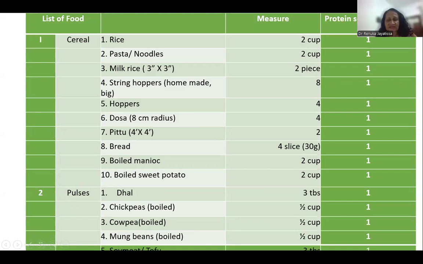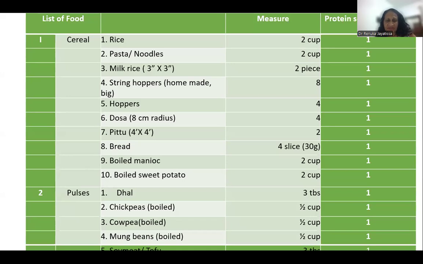So this is a list of foods. This is just for you to really look at. There are many food groups and food items which have proteins. Then there are cereals, pulses, and the things in the cereals also, like rice, which is our staple diet. You can see that if we have 2 cups of rice, you get only about 7 grams of protein.